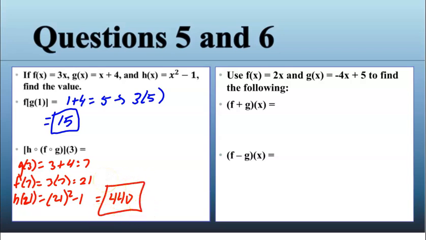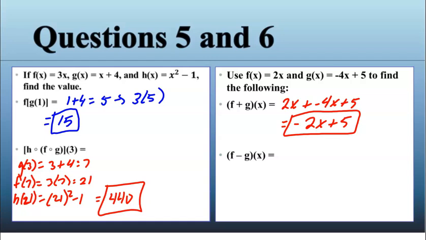Question 6, use these two functions to find the following. Here we're adding the functions, so here we're just going to be adding like terms. So f of x is 2x, and we're going to be adding a negative 4x plus 5, which is going to give us an answer of negative 2x plus 5.